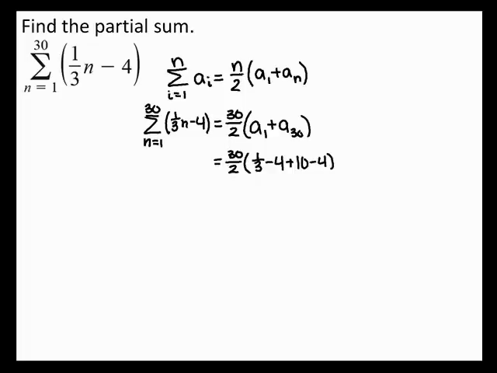Simplify 1/3 minus 4 plus 10 minus 4. Simplify 30 divided by 2. Simplify 15 times 7 divided by 3. You find that the sum from n equals 1 to n equals 30 of 1/3 n minus 4 is 35.